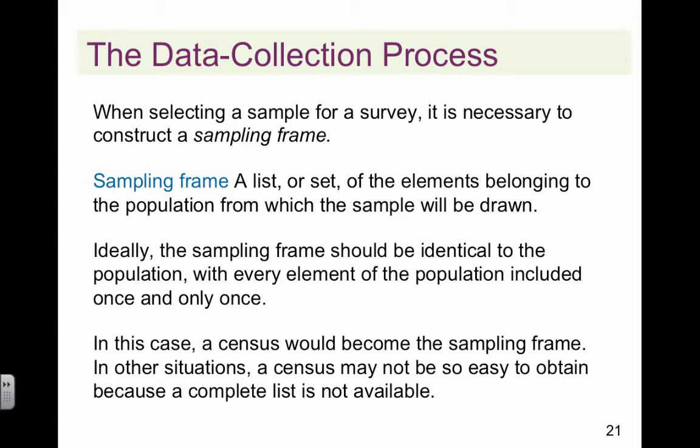So when selecting a sample for the survey, we want to use some sort of frame. A sampling frame is a list or a group or a set of elements belonging to the population. And we want our sampling frame to be identical to the population. So the proportion of men to women should be the same. The proportion of different ethnic groups should be the same. We want to pick people of similar socioeconomic spread as the whole population. So in the case of a census, it can be a sampling frame if we include every member of the population once, and only once. But a census may not be so easy to obtain.